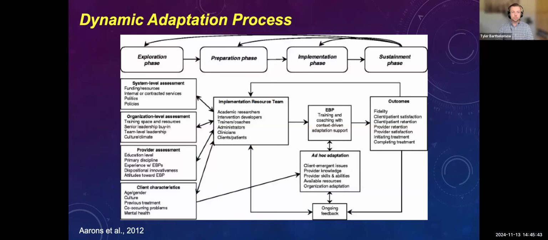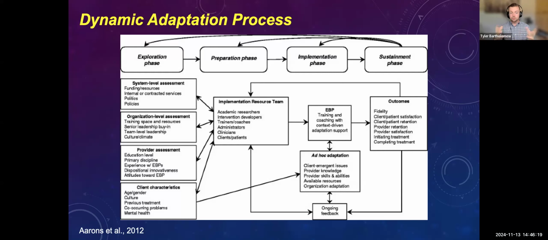And so I want to show just one implementation strategy that has come out of EPIS that I think is really, really cool and really fun to work with: the dynamic adaptation process, or DAP. This is an implementation strategy in and of itself. But the way that this functions and how this has been used, this figure comes from the Aarons et al. article in 2012, where they were implementing an evidence-based intervention for child maltreatment in California to improve intervention implementation, such as fidelity, provider engagement, and improved client satisfaction.